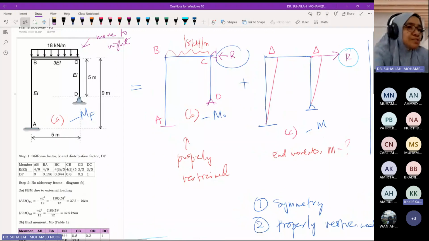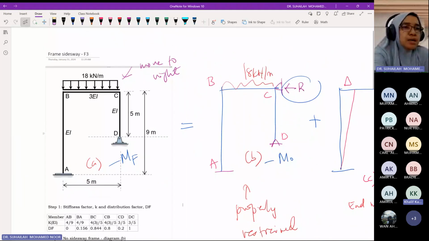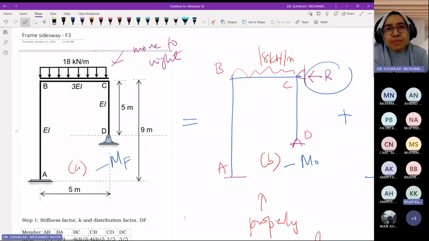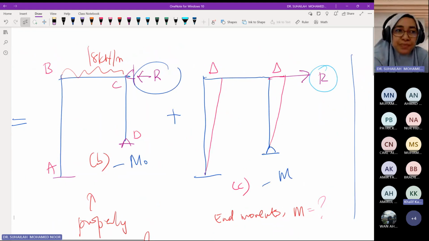Okay. So yang ni frame. Frame with sidesway. We assume that this frame moving towards right direction. And then the idea is we want to separate between external loading and sidesway. So that's why we apply the principle of superposition.